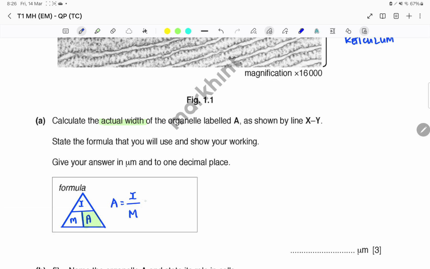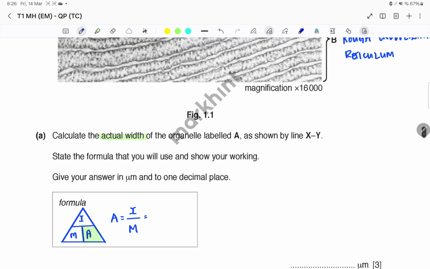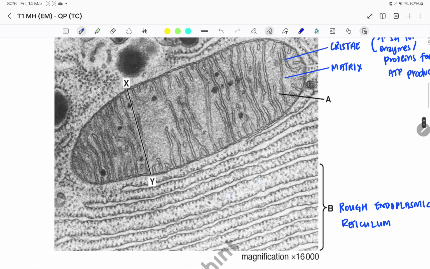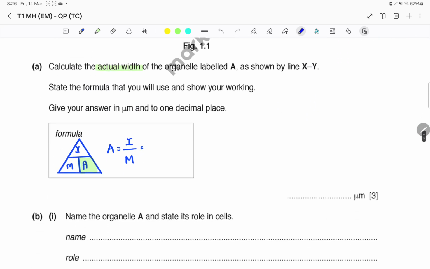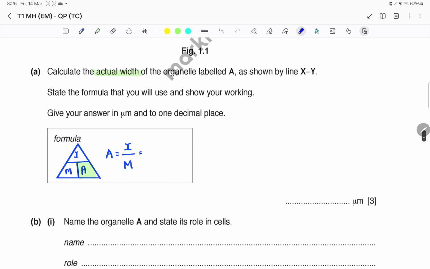Now, where do we get the numbers for I? What you need to do in this case is measure the line X to Y. You put your ruler here. I always encourage the students to measure in millimeters and then convert into micrometers. As you can see, even here in the answer, you are required to give your answer in micrometers. So whatever the measurement is, you need to convert that into micrometers. Approximately on my piece of paper, it should be around 40 millimeters length. So 40 millimeters.